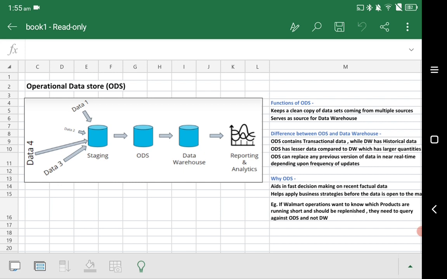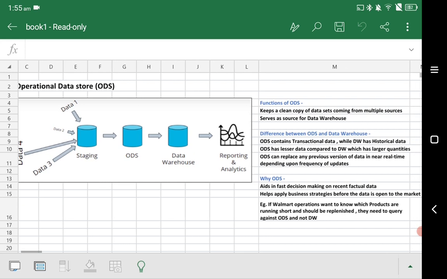So now the question comes is, why do we need ODS? Well, the reason actually lies in the difference between ODS and data warehouse. ODS helps in faster decision making on recent factual data, and that's because it holds near real-time data. It also helps in applying business strategies before the data is open to the market.